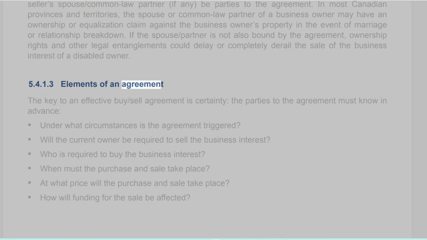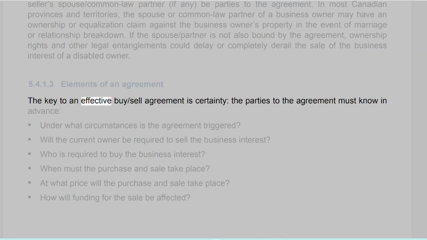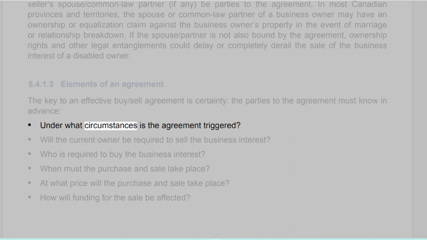5.4.1.3 Elements of an agreement. The key to an effective buy-sell agreement is certainty. The parties to the agreement must know in advance: Under what circumstances is the agreement triggered? Will the current owner be required to sell the business interest? Who is required to buy the business interest? When must the purchase and sale take place? At what price will the purchase and sale take place? How will funding for the sale be effected?